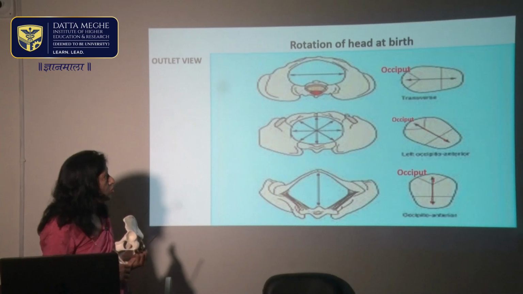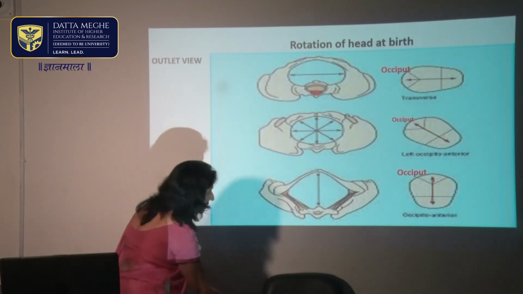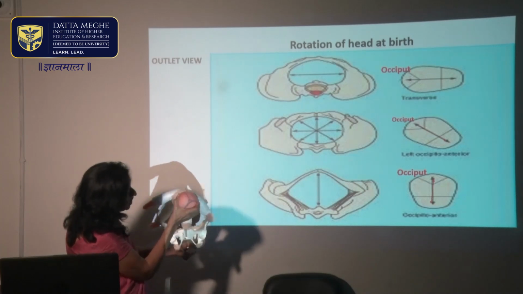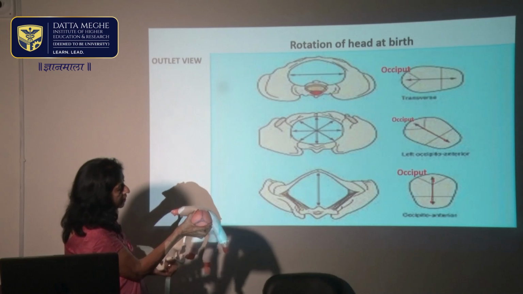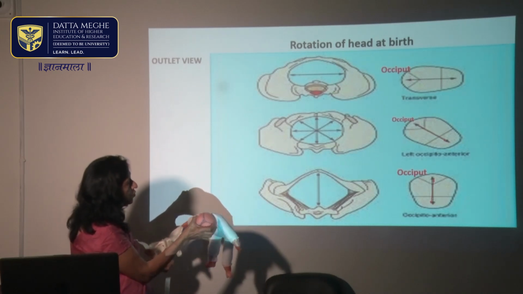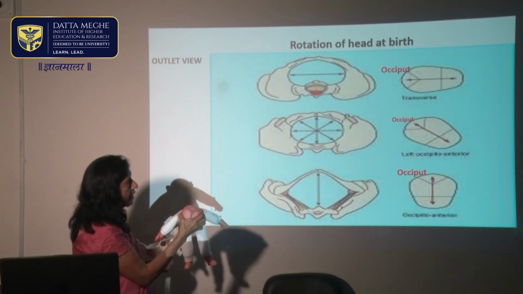Rotation of the head also occurs on the pelvic floor. Initially, the head is in the transverse diameter. When it enters from the pelvic cavity, the head sagittal suture is in the transverse diameter. Then slowly the occiput moves towards the midline and it comes into the AP diameter.